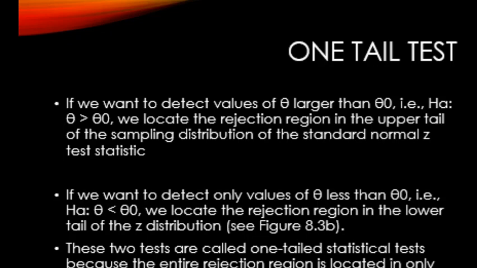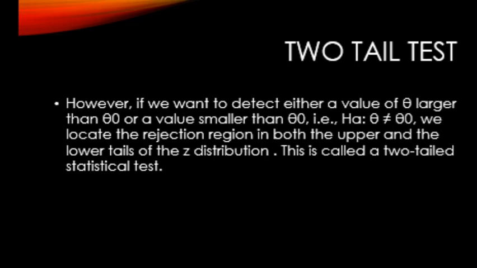For both of these, we will find the rejection region on the Z distribution. For a one-tail test, the rejection region will be located on one side of that Z distribution. For a greater than test, it's on the right-hand side. For a less than test, it's on the left-hand side. We could also conduct a two-tailed test, which means HA will be of the form theta not equal to theta 0. We will detect whether theta is either larger or smaller than theta 0. It could go in either direction, which means the rejection region will be on both sides of the Z distribution.